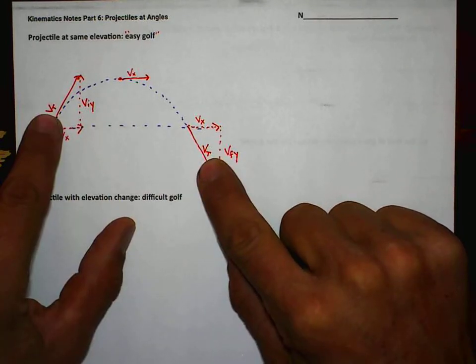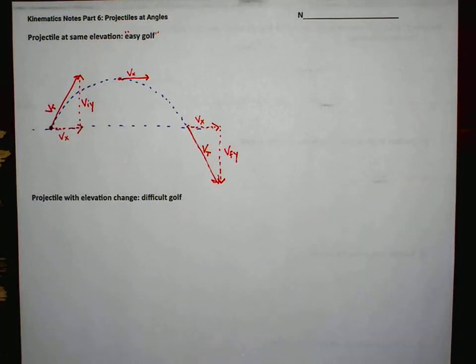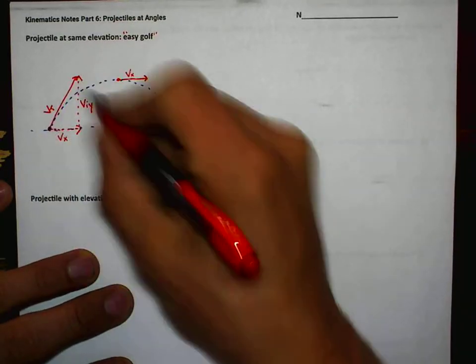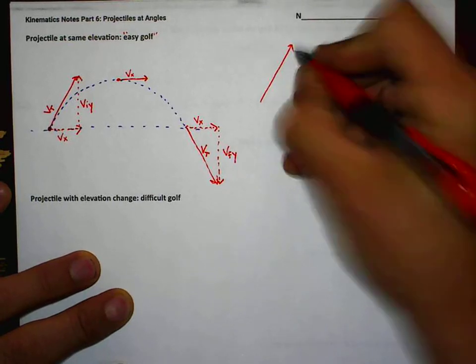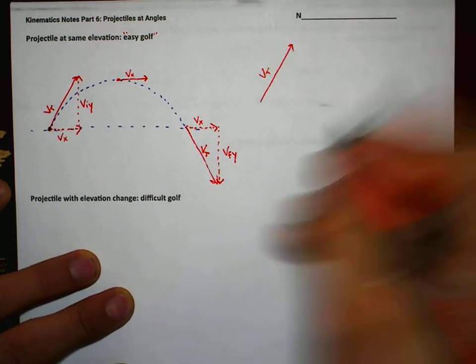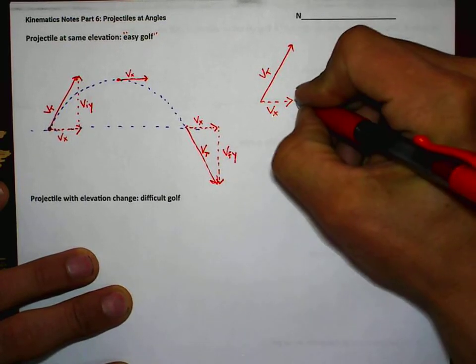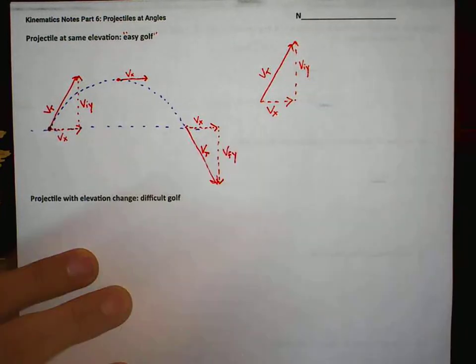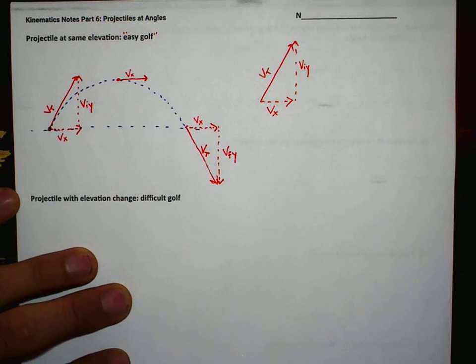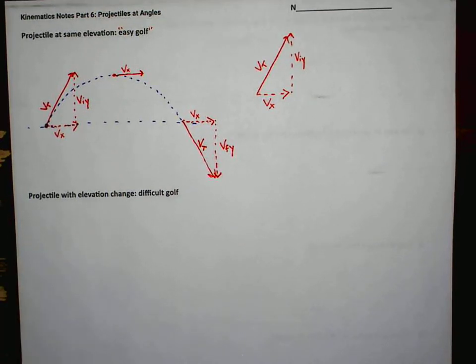So let's kind of zoom in on this one. I'm going to redraw it over here, and try to draw it sort of the same. We're going to call it V total. We're going to call this VX. And we will call this VIY. Now that looks very much like something you have done before. What do you think we're going to end up doing here? Oh my gosh, we're gonna sharpen our trigonometry skills and yes, the Pythagorean theorem.